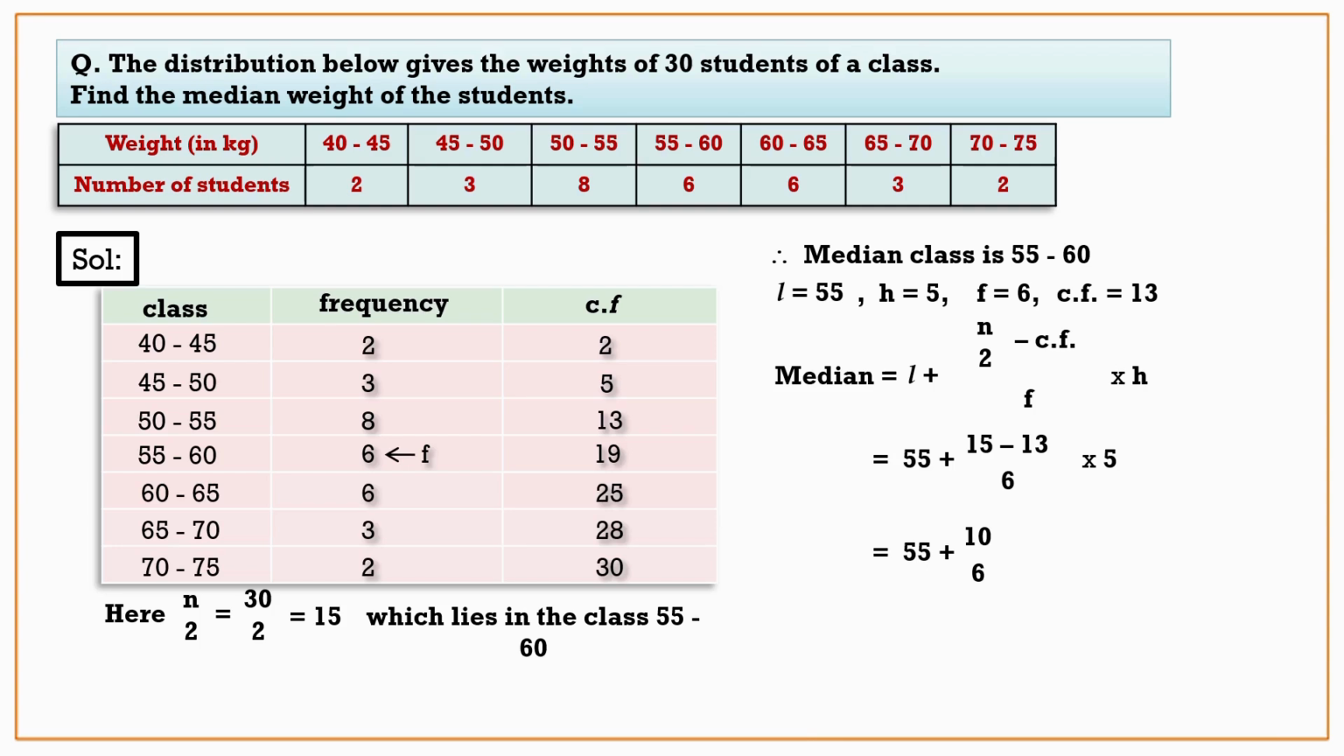So that is equal to 55 plus 10 by 6. So wait, this n by 2 is 15. CF is 13 over here. It should not be 10 by 6. It should be 2 by 6. Oh, sorry. My mistake. 2 by 6 into 5. Okay. So correct, 2 by 6 into 5 means 10 by 6. So 55 plus 1.67. If you add up, we get 56.67 kg. That is the median value.